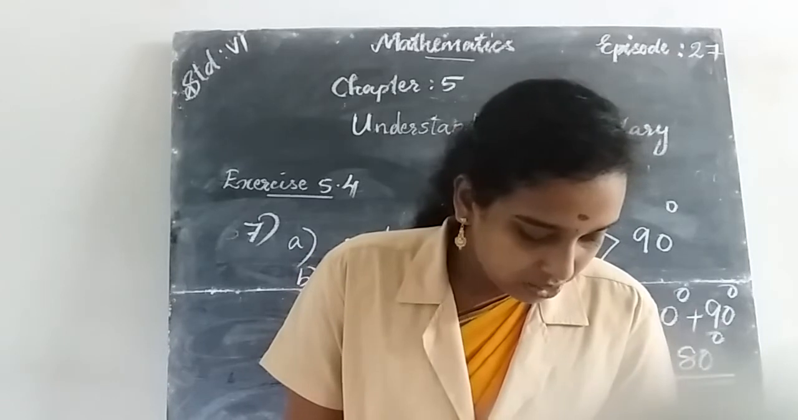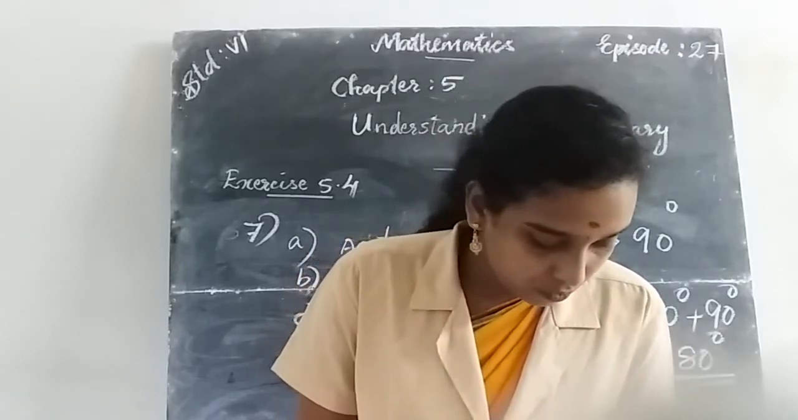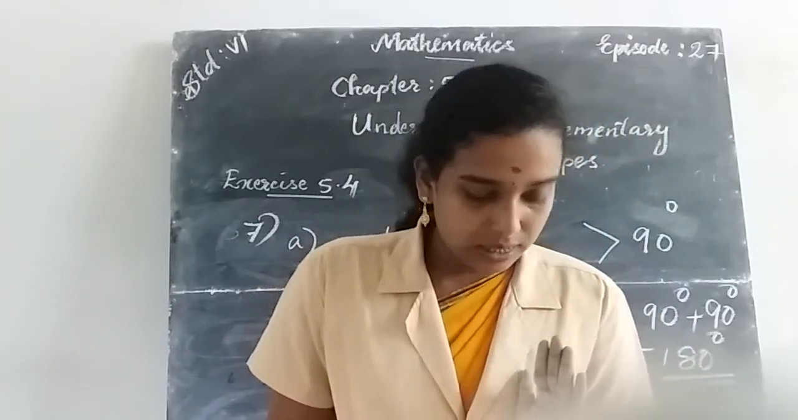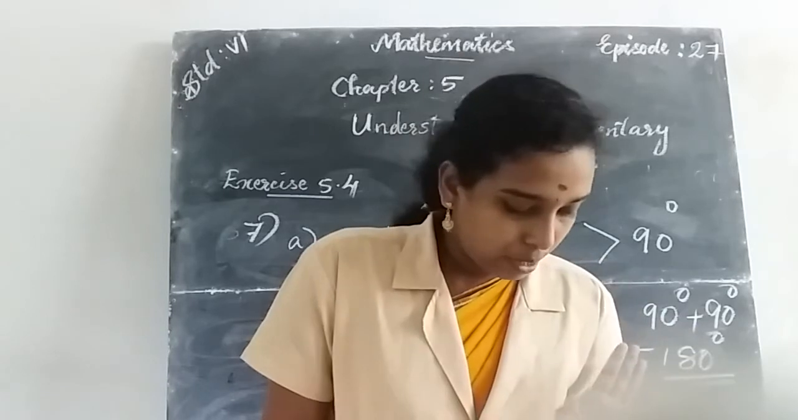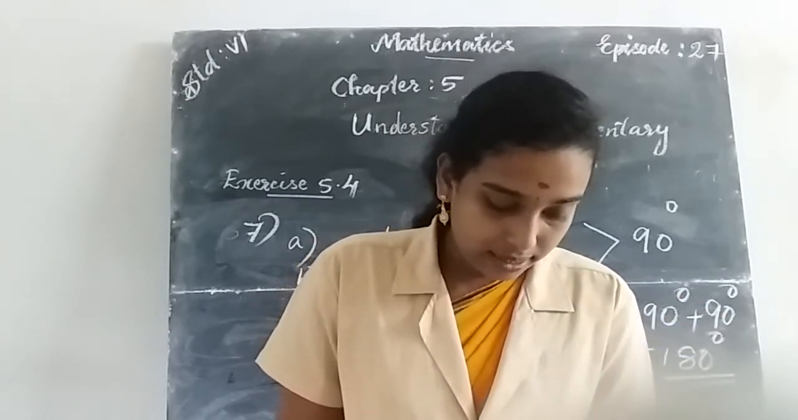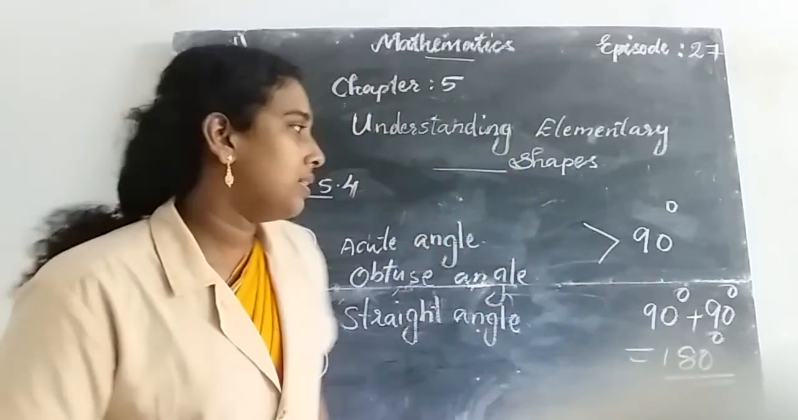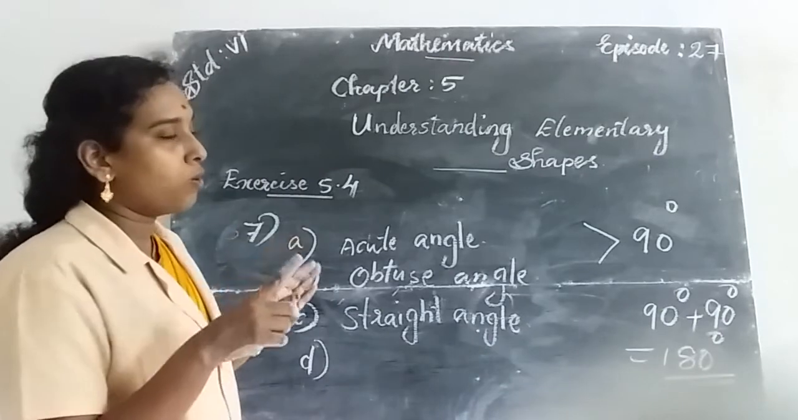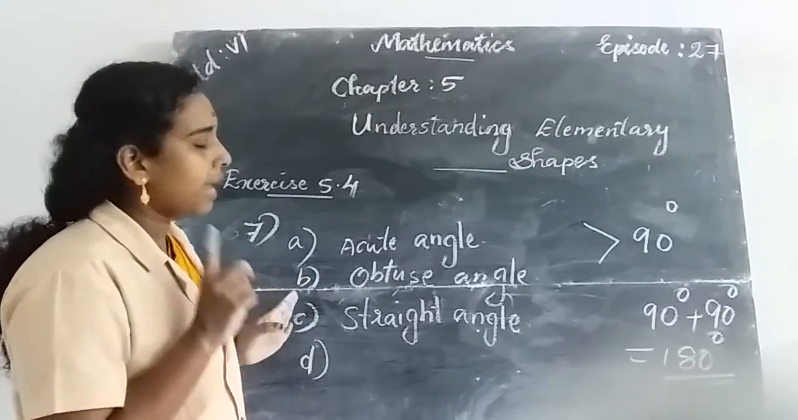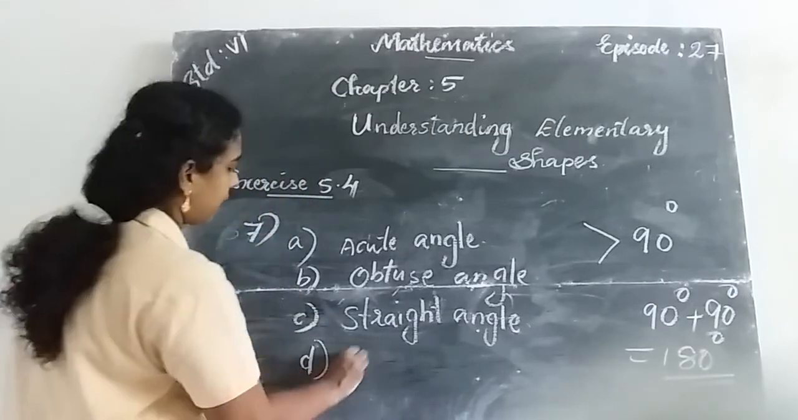Then question D. When the sum of the measures of two angles is that of a right angle, then each one of them is, question once again. When the sum of the measures of two angles is that of a right angle, then each one of them is an acute angle. Right angle means 90 degree, so the answer is acute.